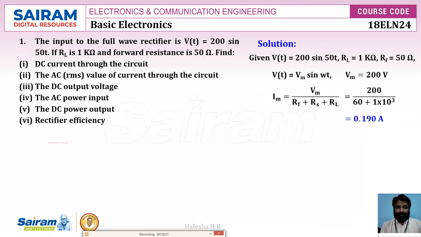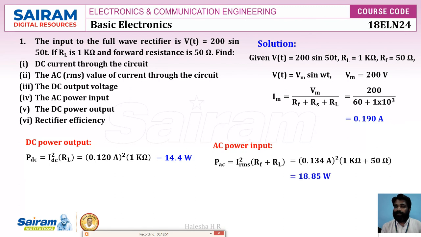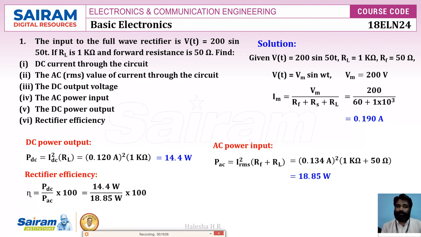And similarly, the DC power output, so VDC as we calculated in the previous example, substitute the IDC value, and this is PDC. Okay. And the AC power input, PAC, is equal to IRMS square into RF plus RL. Substitute the values, and this is PAC. And rectification efficiency is defined as the original formula, DC power divided by AC power into 100. So we know the DC power as well as the AC power, substitute, and this is the efficiency.